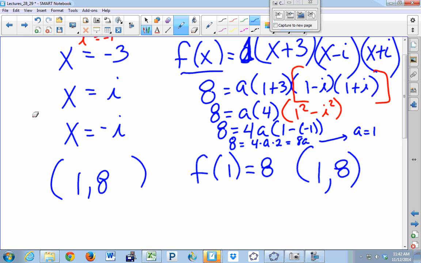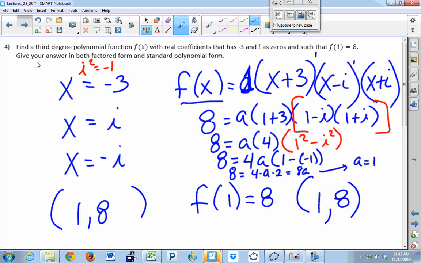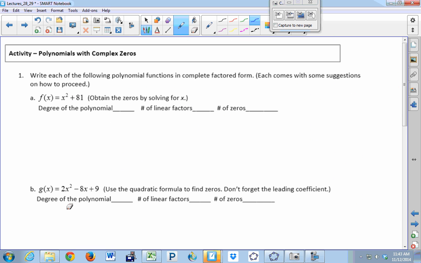Yep, it's time for your activity. So let's just do this first one together real quick because I don't want you getting stuck on this. I gave you little hints for each one. Write each of the following polynomial functions in completely factored form. Each comes with some suggestions on how to proceed. What kind of function do you have in A? What kind of function is that?